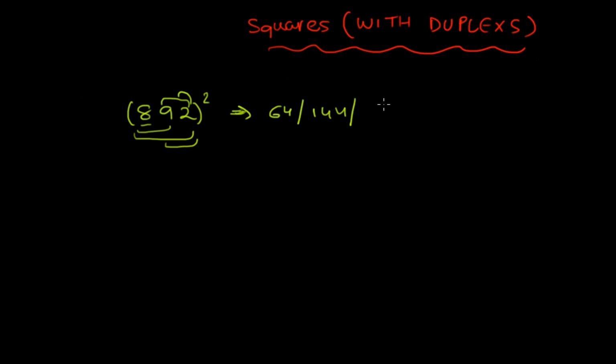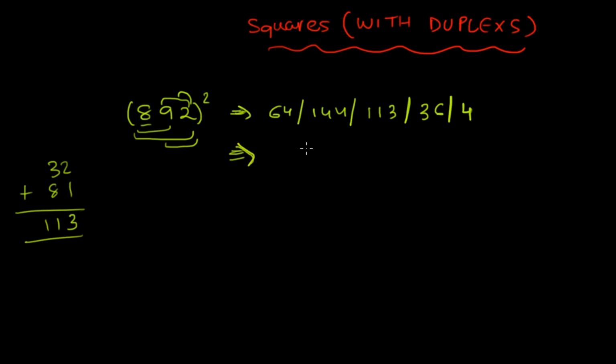892, what would that be? That would be 16 into 2, that's 32, plus 81. 32 plus 81. So that would be 113. And then we have the duplex of 92. How much would that be? That would be 36. And then the duplex of 2 is 4. Alright, so we have the duplex of those numbers, and now we just have to calculate the answer.